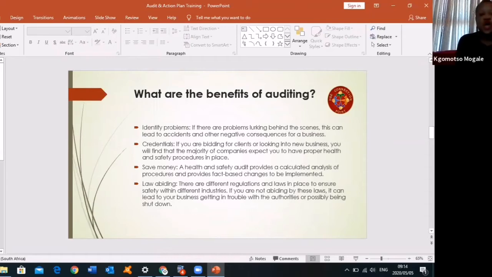One of the benefits of auditing is that it can save the company some money. A health and safety audit provides a calculated analysis of a procedure and provides fact-based changes to be implemented. So basically, it will provide a calculated analysis, meaning that everything we're going to do will be based on facts. It won't be thumb-sucking.